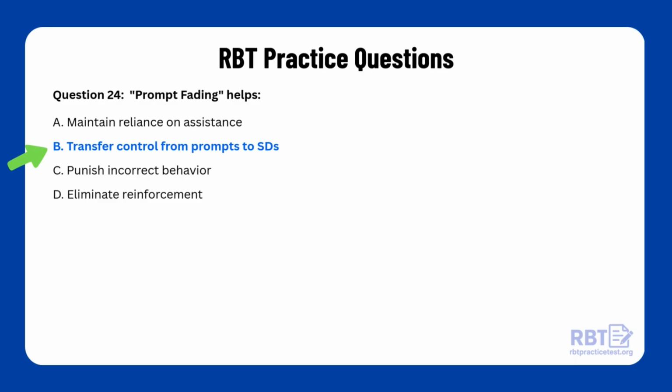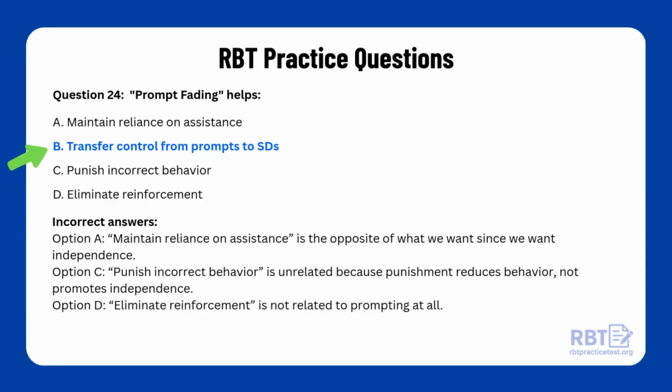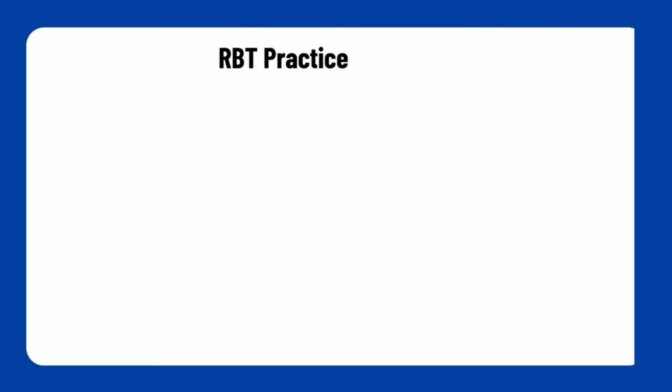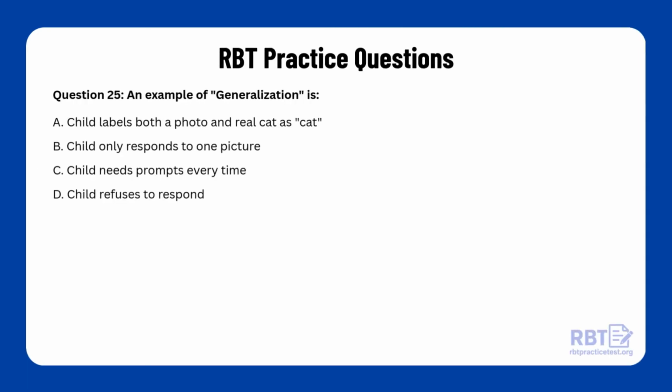Now for the wrong answers. A is the opposite of what we want, since we want independence. C is unrelated because punishment reduces behavior, not promotes independence. D is not related to prompting at all. So in the situation that we want the SD alone to control the behavior, we fade out the prompts. Question number 25. An example of generalization is A.